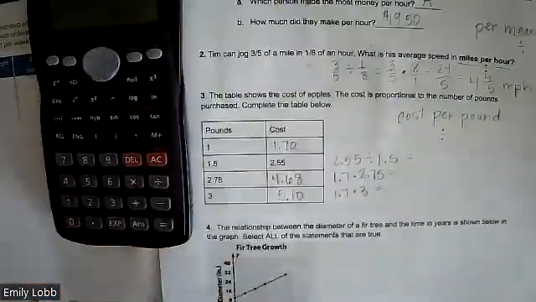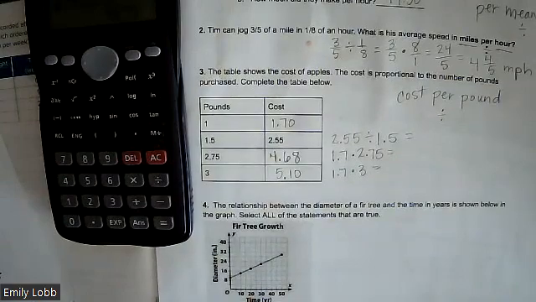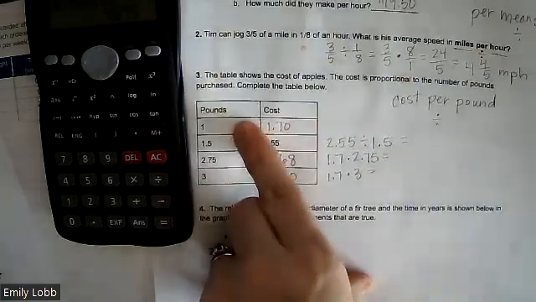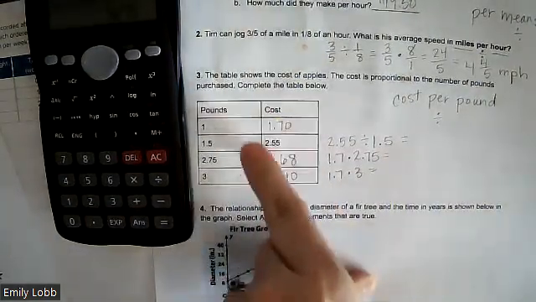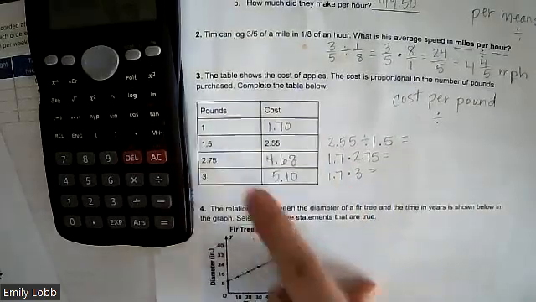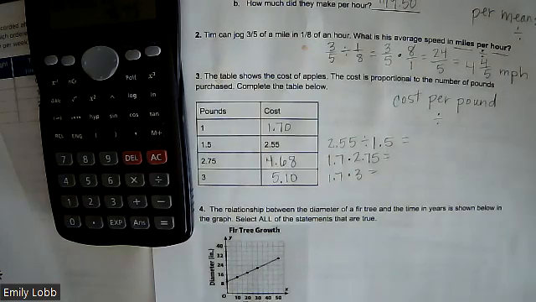Do you see how we can figure out filling out the table if we know the cost per pound? So tomorrow, remember, find the cost per one and then multiply this cost by whatever number of pounds it is. Is that okay? Doable?